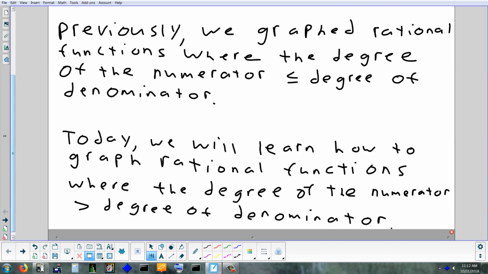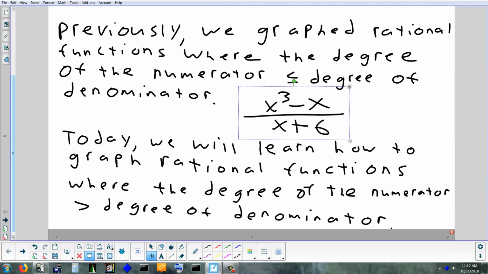Yeah. You said it was a graphing actual function where the top of the fraction is larger than the bottom? Yeah. So it'll be problems like this. The degree in the top is going to be larger than the bottom, where yesterday it was more like that. The degree in the bottom was always larger.